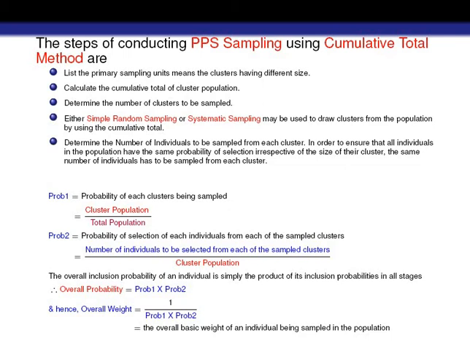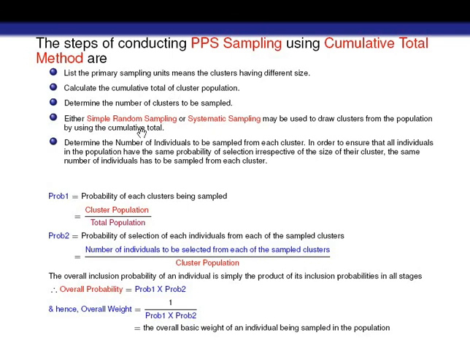Okay, so in this method, first we have to list all the primary sampling units which are contained in the population. Then we calculate the cumulative total of the cluster population. After that we have to decide the number of clusters to be sampled for our study. After deciding this, we may use either simple random sampling or systematic sampling to draw clusters from the population by using this cumulative total method. So these are the main steps of the cumulative total method.